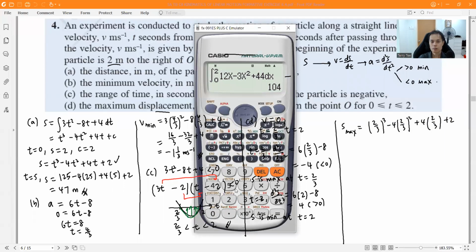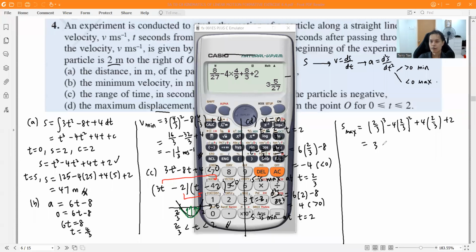Okay, so this will be 2/3 cubed. Can I just do mentally? 2/3 cubed is 8/27. All right, then you minus 4, you must times with 2 squared is 4, 3 squared is 9, then this will be 8/3. Okay, and finally you plus 2. Okay, I got 86 over 27. Now we can simplify, change to 3, 5 over 27.